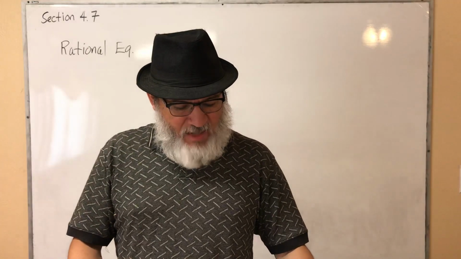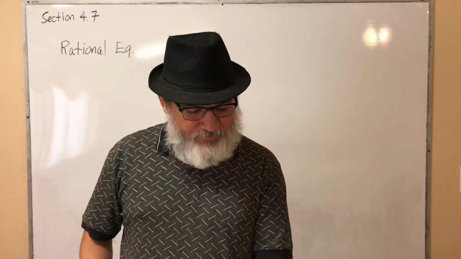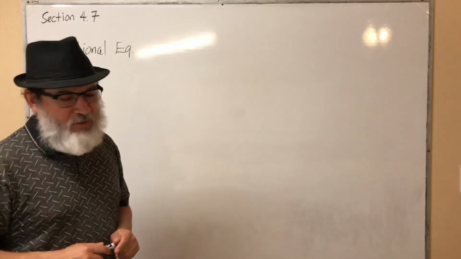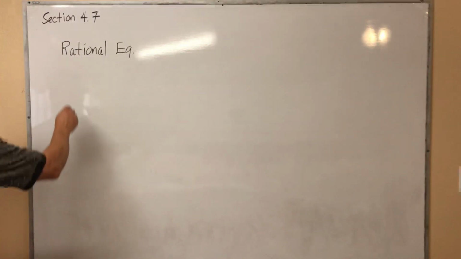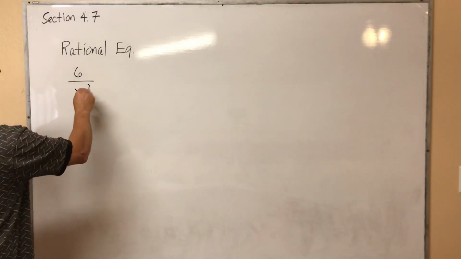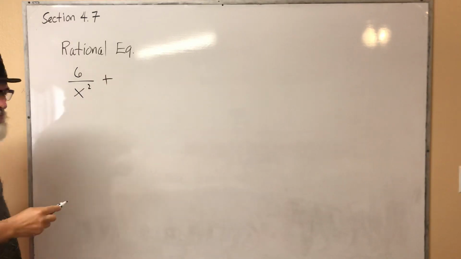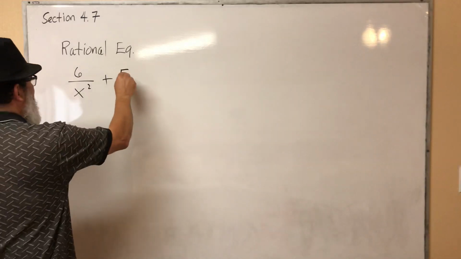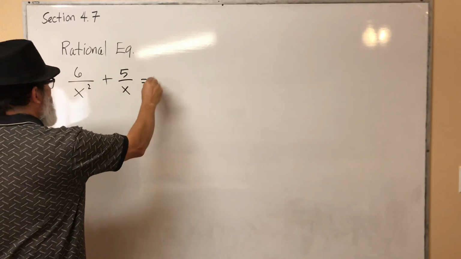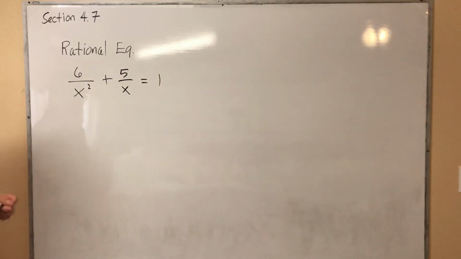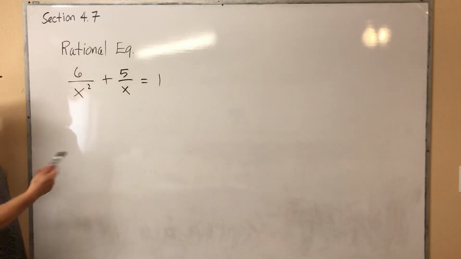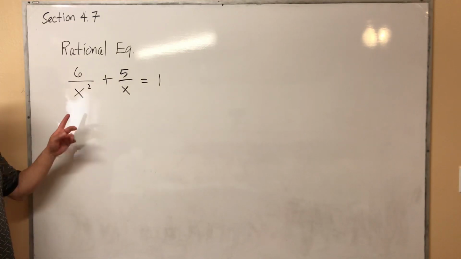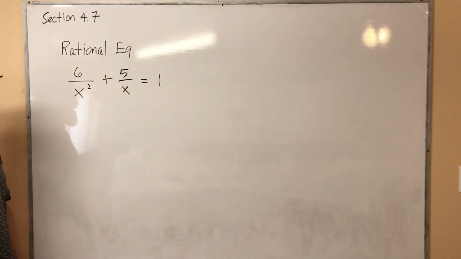An example of a rational equation is the following. Example: 6 over x squared plus 5 over x equals 1. This is a rational equation. The word rational means fractions. So it's an equation with fractions. Note the variables in the denominator.